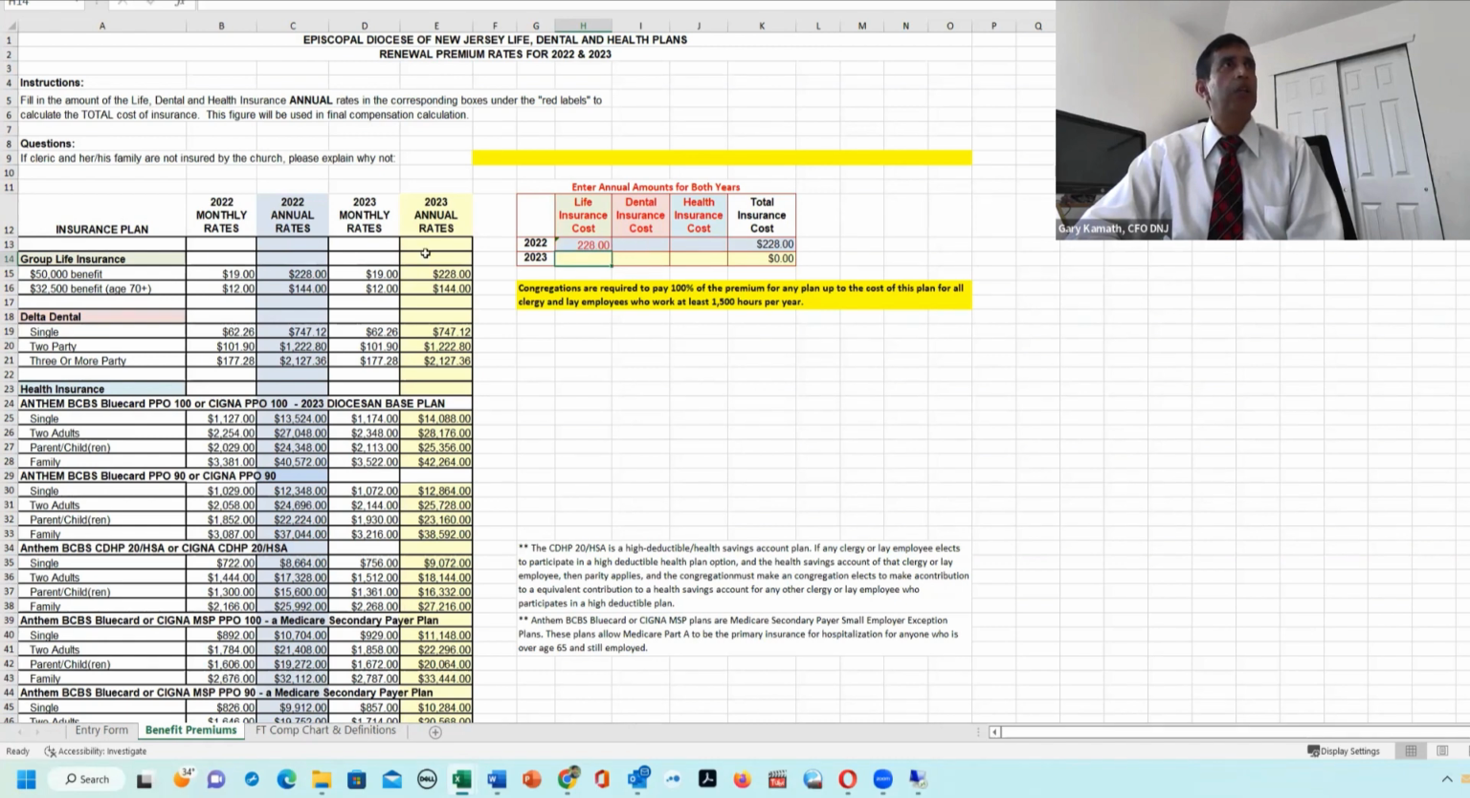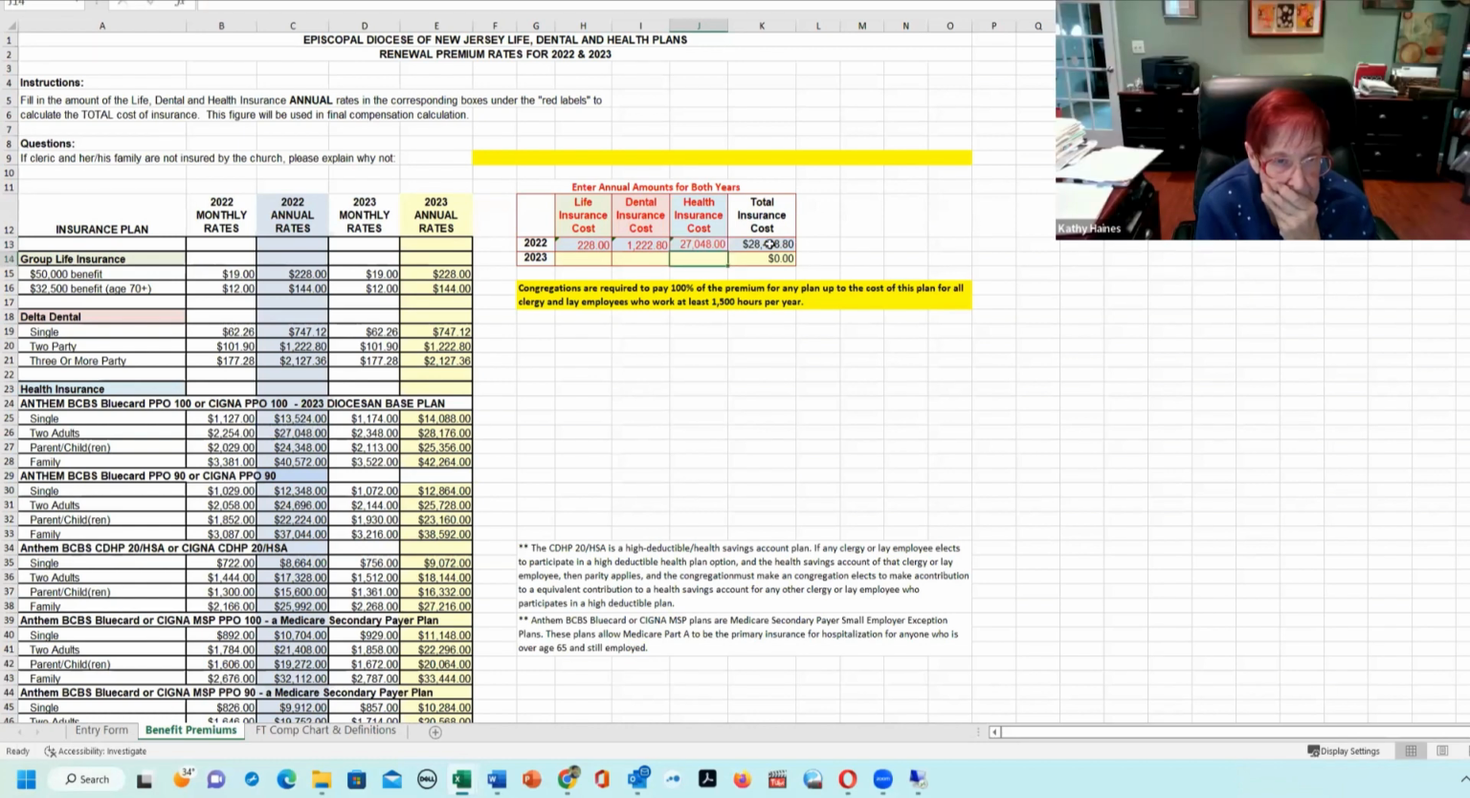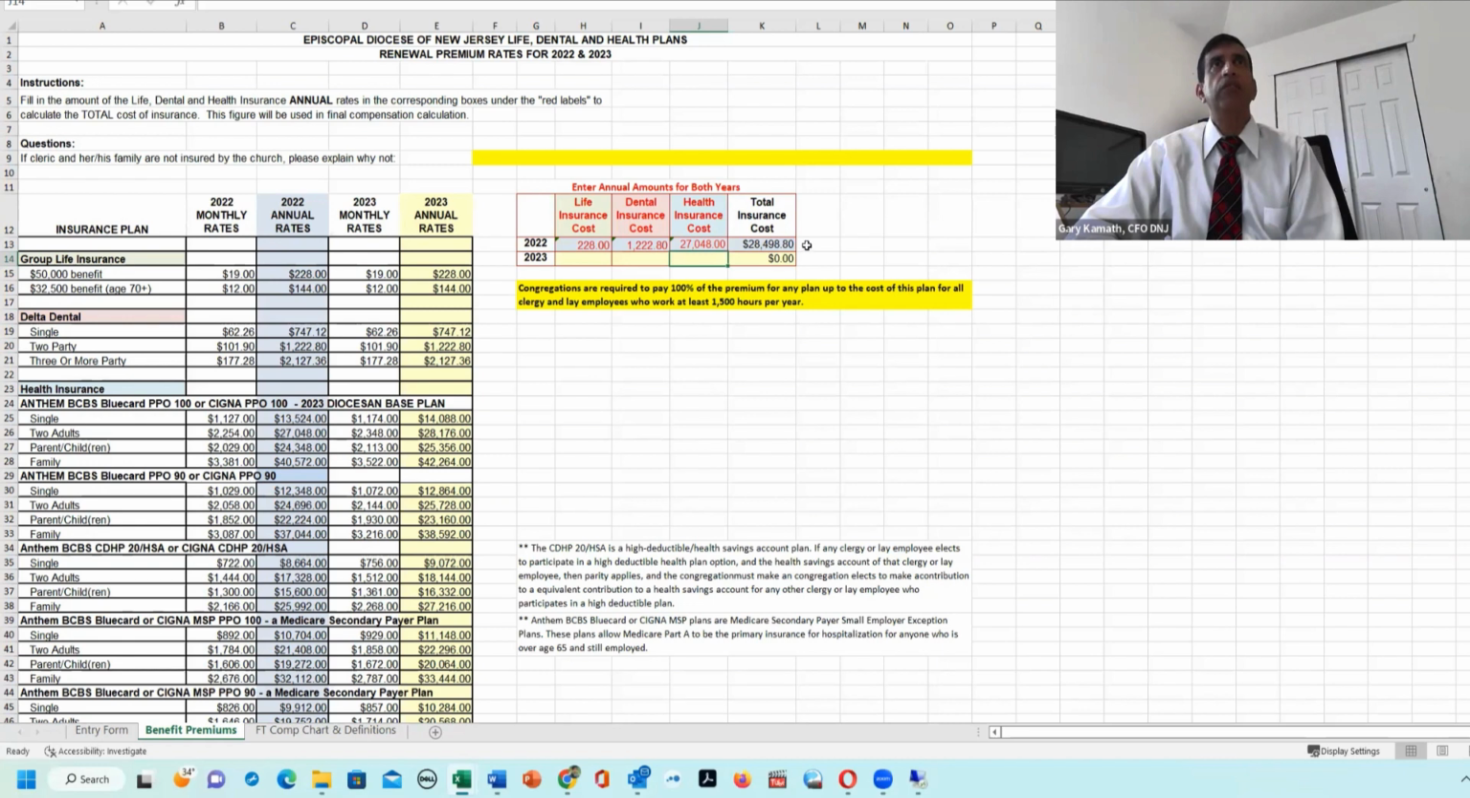And for the dental cost, you could have single, two party, husband and wife, or if they have kids, it's three or more party. So here we'll go with an example of a two party. Say it's 1,222, and for the health insurance, same, two adults, 27,048. So that gives the total insurance cost of 28,498 for 2022.